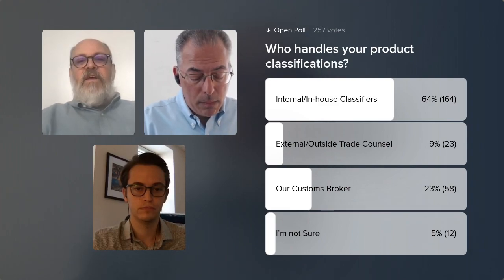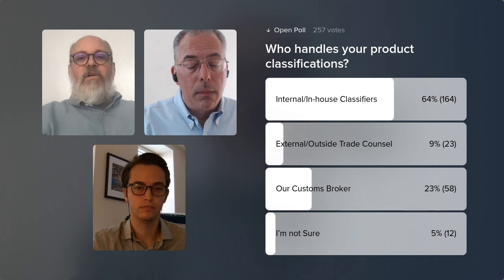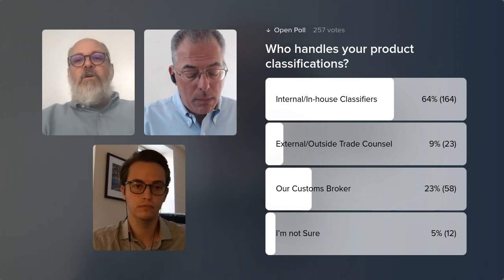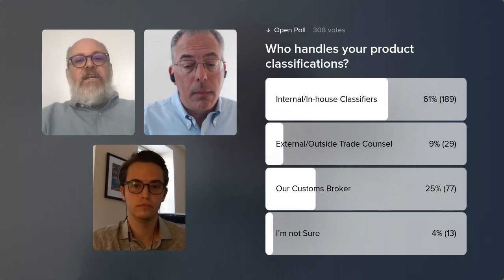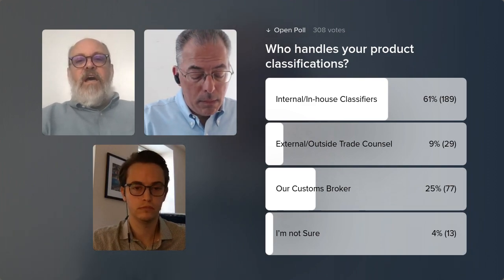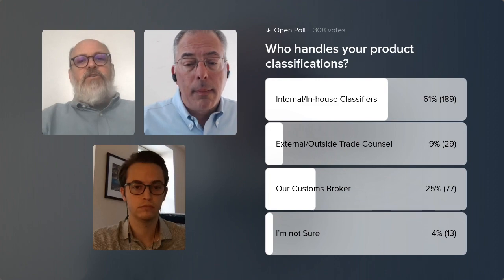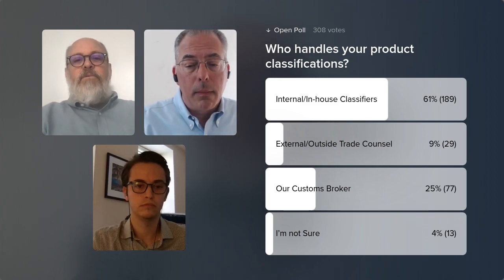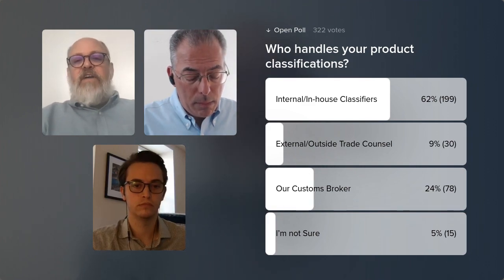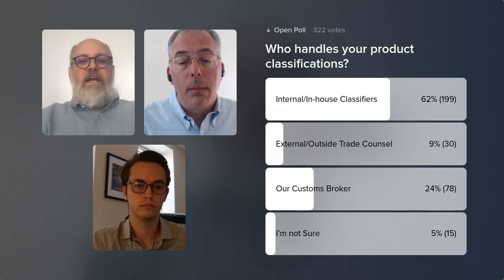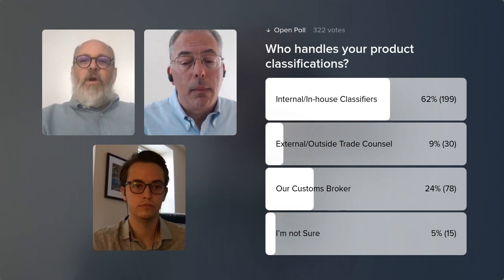And what I'm seeing so far right now, the poll shows that about 63% of companies handle their classifications internally. That's a great thing. Something around 25% have their customs broker determine their classifications. Only 9% have external outside trade counsel, and 5% are not sure. And I guess that's a good thing that the number is fairly low. Wonderful. Why don't we move on?